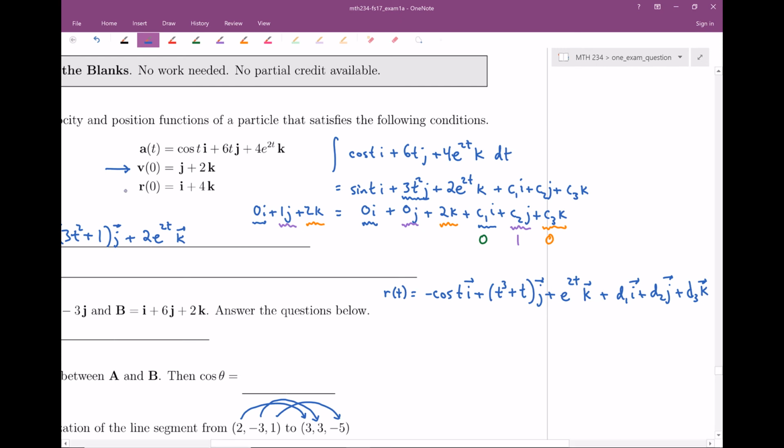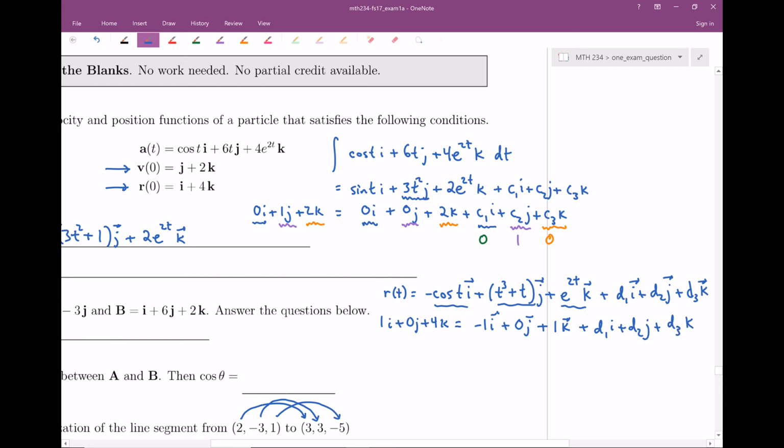All right, and when we plug in 0, we should get out 1i, 0j, and 4k. So 1i, 0j, and 4k. Let's go ahead and see what happens. If I plug in 0 everywhere I see a t, looks like I'm going to have negative 1i here. I'm going to have 0j, and then I'm going to have 1k, plus d1 i's, d2 j's, d3 k's.